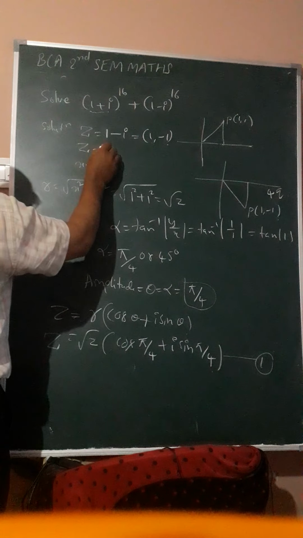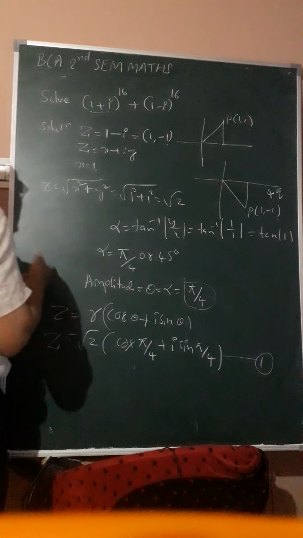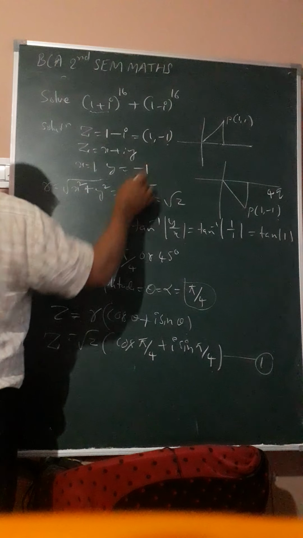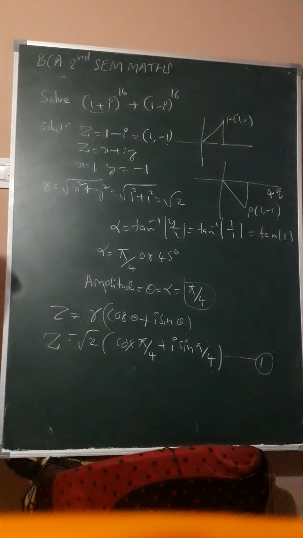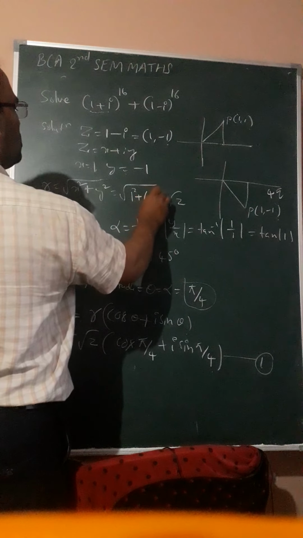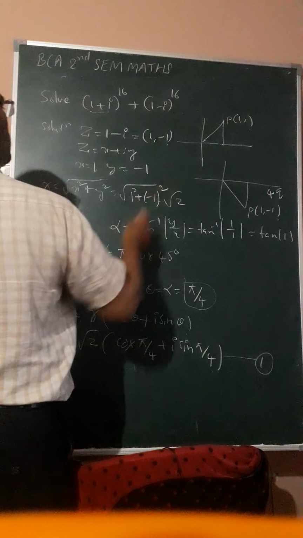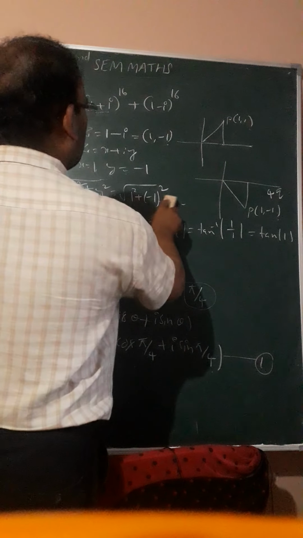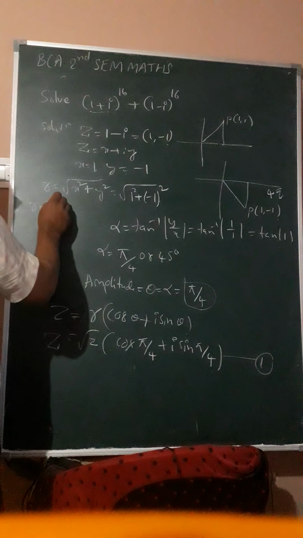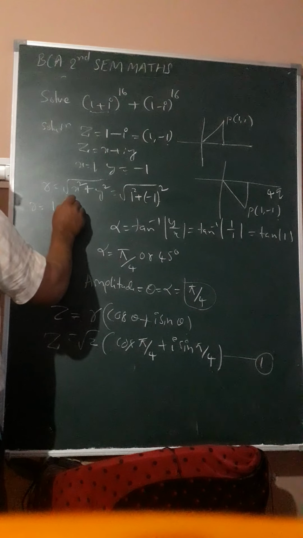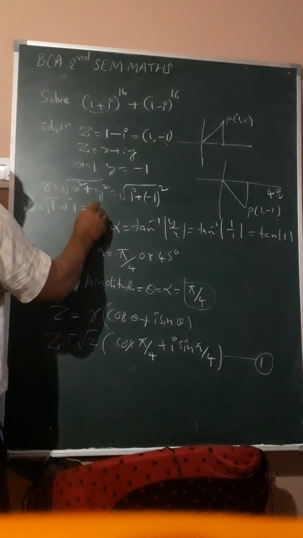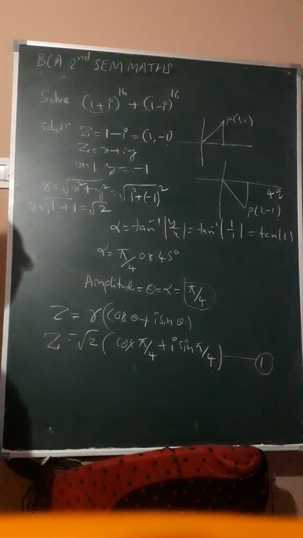Z is equal to x plus iy, where x is equal to 1 and y is equal to minus 1. What is the modulus? r is equal to root of 1 squared plus (minus 1) whole squared. 1 squared is 1, and minus 1 squared is also plus 1. So r is equal to root 2.